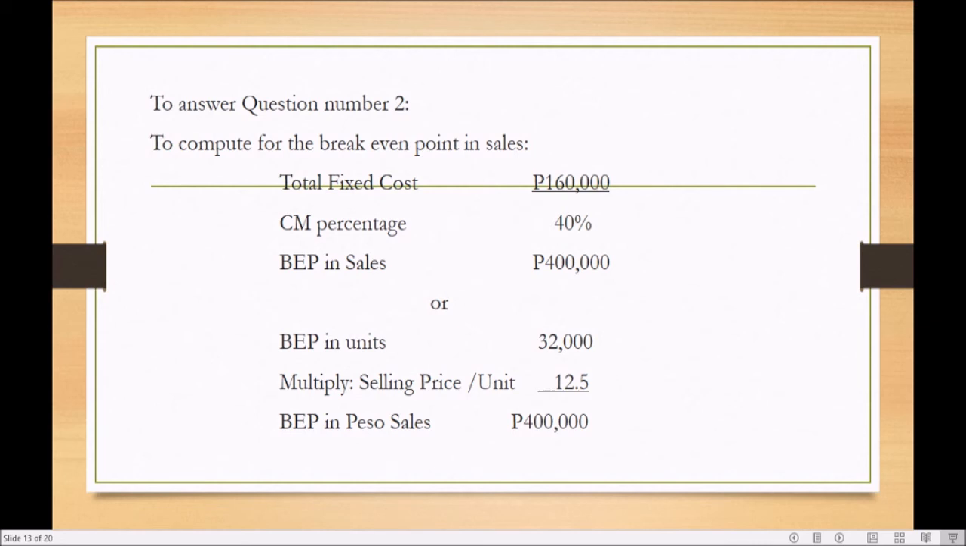Kasi meron po mga estudyante, kinocompute muna yung break-even point in units and then i-multiply yun to the selling price per unit para makompute yung break-even point in peso sales. Parang long cut, pinahaba yung computation. Pero hindi po yun mali, tama din po yun. Okay? So, to answer question number 2, the break-even point in peso sales is 400,000 pesos. So, hopefully, naintindihan nyo na how to compute the break-even point in units and the break-even point in peso sales. Okay? Tingnan natin kung ano pa ang susunod.